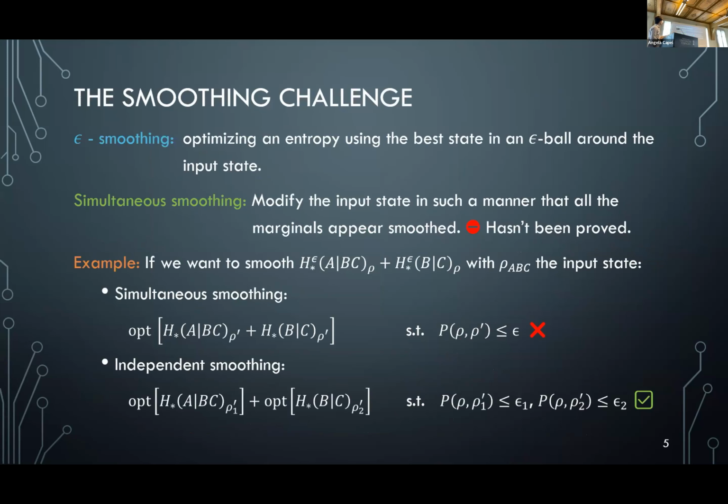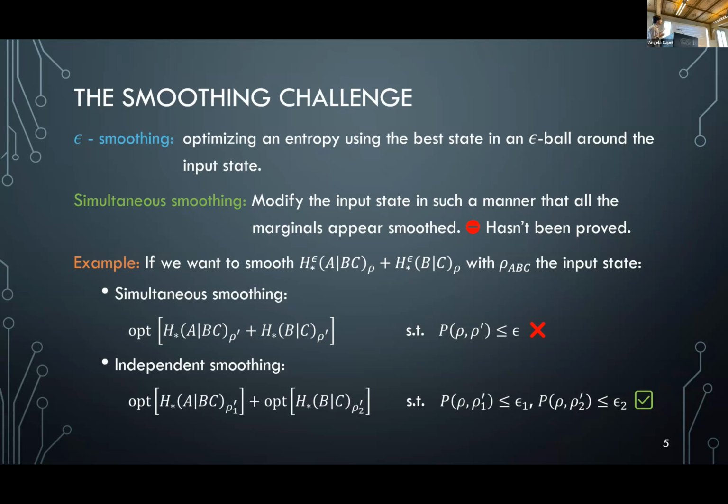Let me tell you something about smoothing so that everyone is on the same page, even though this has been discussed in other talks. Smoothing consists of optimizing the entropy, using the best state in an epsilon ball around our input state. Simultaneous smoothing, on the other hand, means that by modifying the global input state, we expect that each of the marginals of this input state appears smooth automatically. This is the simultaneous smoothing conjecture, which has been out there for about 20 years and has never been proved. So we would like to state our theorems without having to use this conjecture.